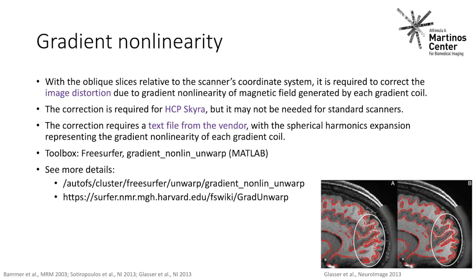And the toolbox here is FreeSurfer. It has a function called gradient_nonlin_unwarp. On our clusters, we have this function, and you can go to the FreeSurfer web page to get more information. And when you do the acquisition, if you don't want to have so much gradient nonlinearity distortion, you can actually not rotate the field of view at all, and keep the brain at the isocenter of the scanner. Then the effect of gradient nonlinearity will be smaller.